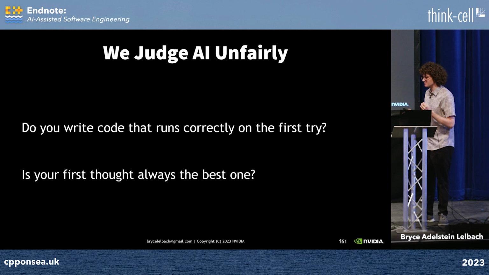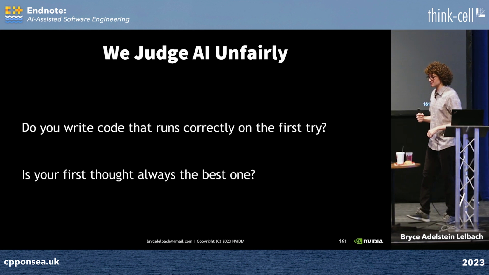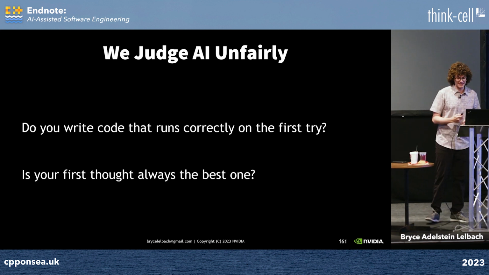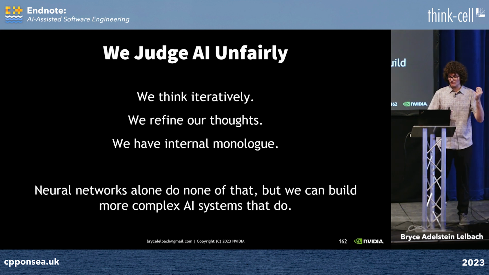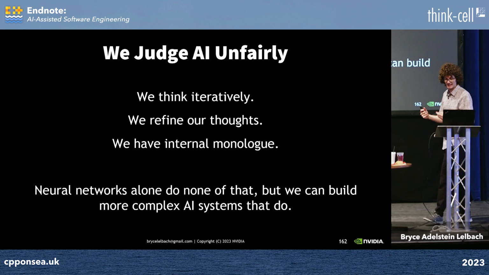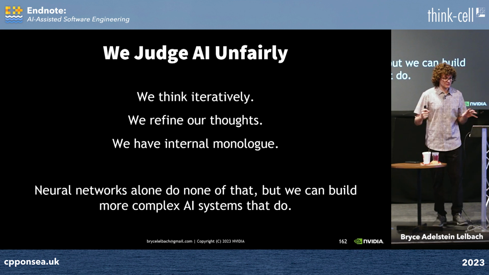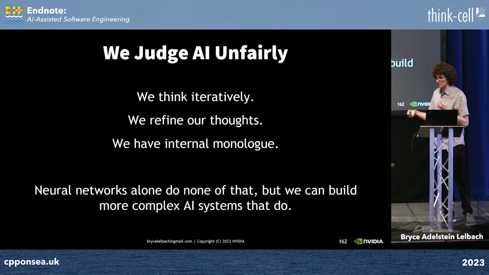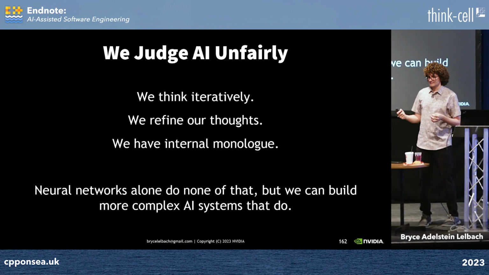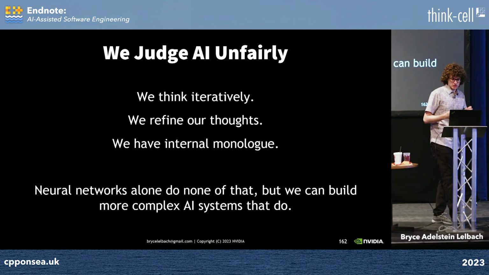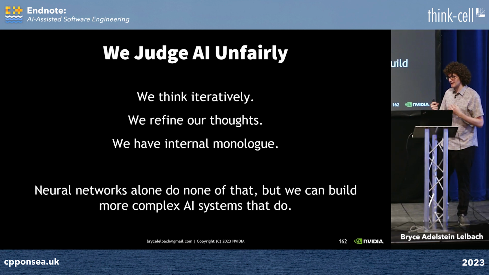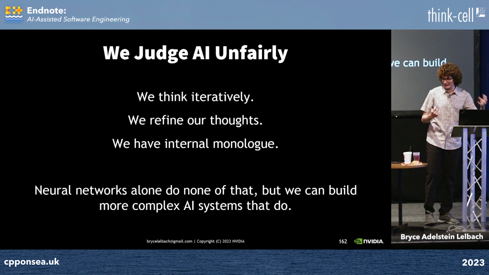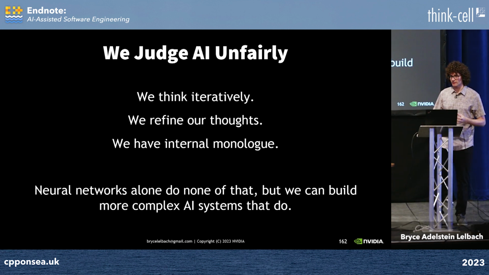So why do we expect better from large language models? Why do we expect that we're just going to tell it a thing and then immediately it's going to give us back the right answer? That's not how this works. We think iteratively. We refine our thoughts. We have internal monologue. Neural networks alone do none of that. Now, we can work with them to do that, and we can also build more complex AI systems that do that. But you need to set your expectations accordingly, and you need to understand what it actually is. GPT-4 is not a replacement for a human mind. It's a building block that you can interact with to build more complex systems.